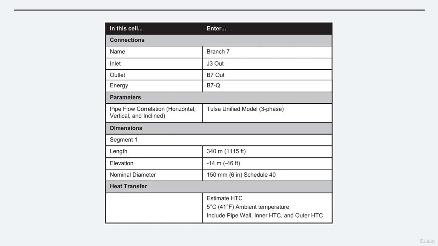Add one final pipe segment downstream of the junction 3 mixer. Please note that here we commingle a branch with water and a branch without water. So the commingled branch will have water. For that, we will use the Tulsa Unified Model 3 phase.